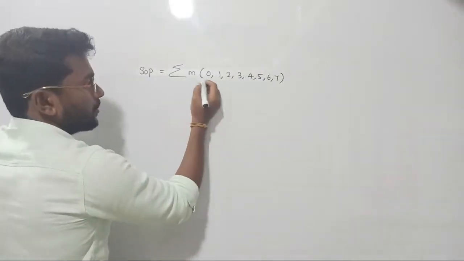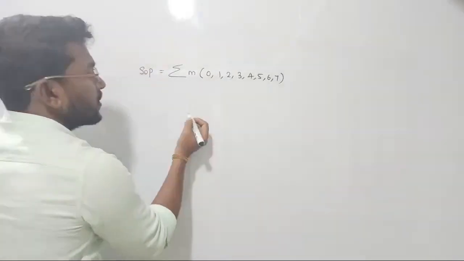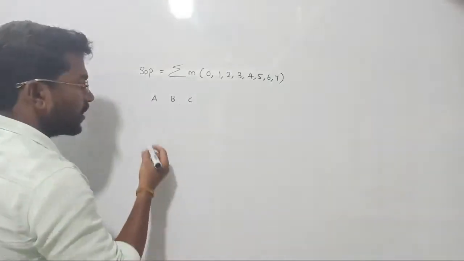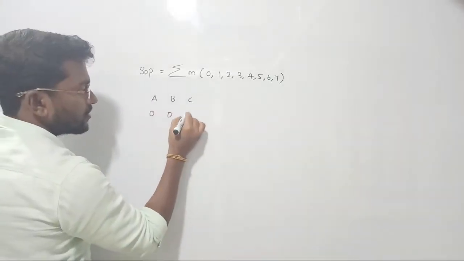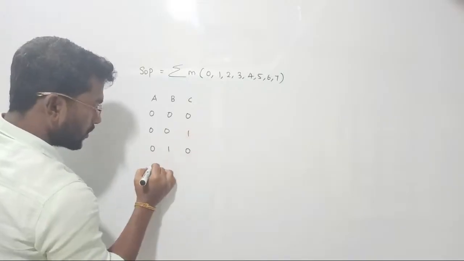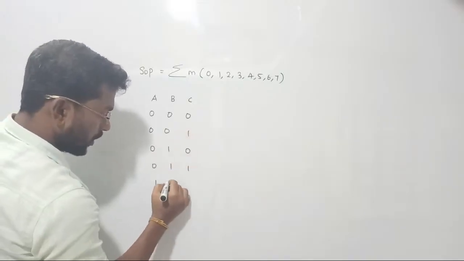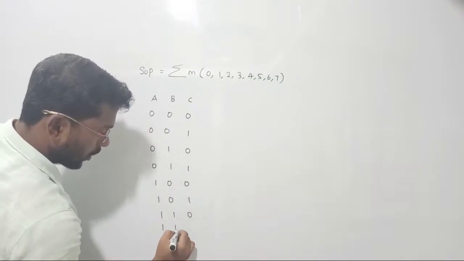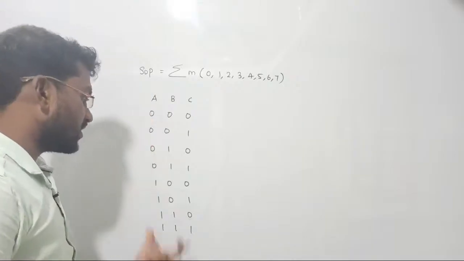For example, let us consider 3 variables: A, B, C. It has 8 possibilities: 0 0 0, 0 0 1, 0 1 0, 0 1 1, 1 0 0, 1 0 1, 1 1 0, 1 1 1. Yes, that is our digital system.